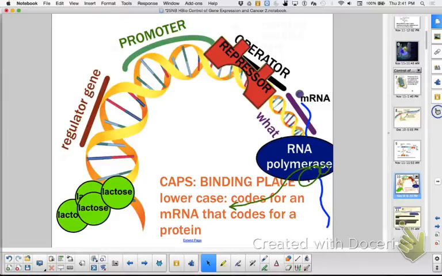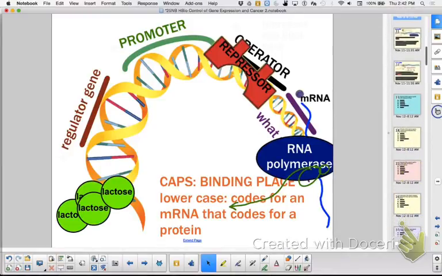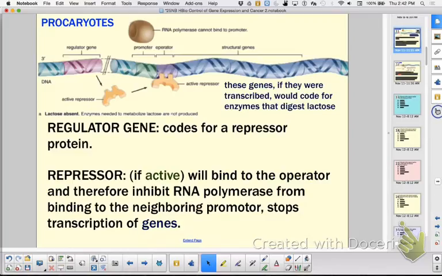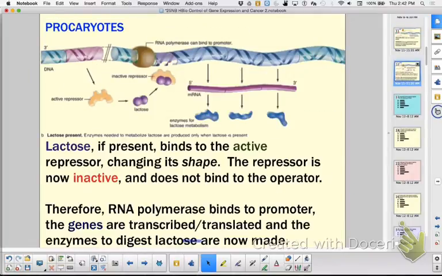Okay, that was the lac operon. Any clarifying questions on that? Okay, so let's do some questions. Do you want me to go over it with that? Are you feeling okay with it? I can leave those. Okay, so let's do some questions.